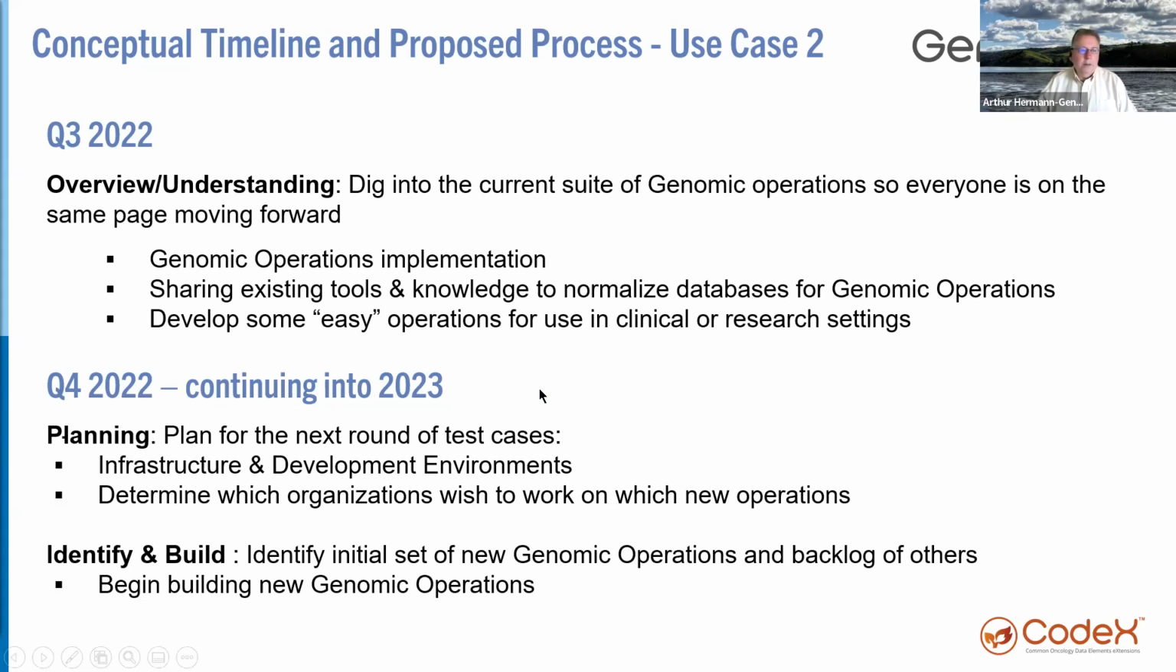Q4, continuing into 2023, I would assume would be really more strongly setting up the next use of test cases that are in their next phases, ensuring they have the infrastructure and developments, again, determining whether a single organization wants to take on a particular operation or that work's going to be shared, all of those kinds of things, and then identify and build new sets of genomic operations and create a backlog of others. So I think that that's fairly reasonable for this use case.